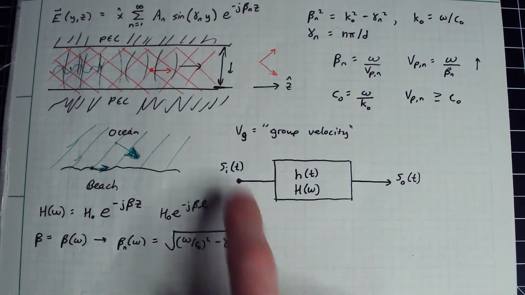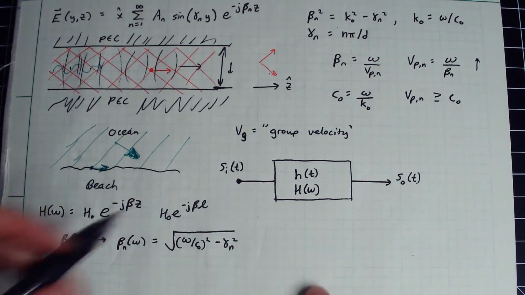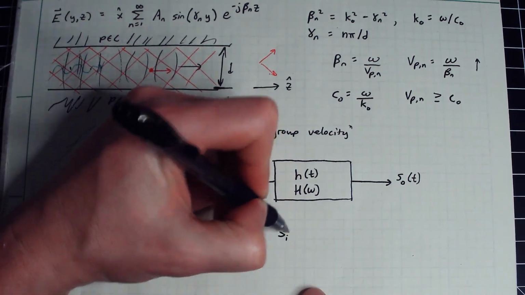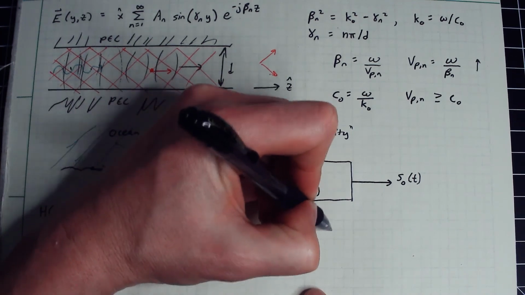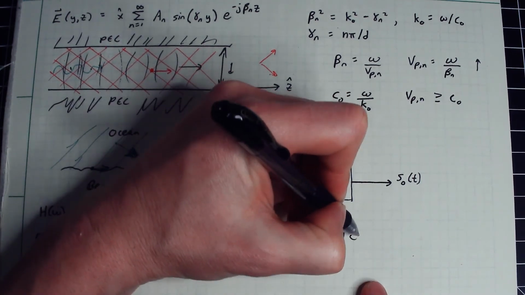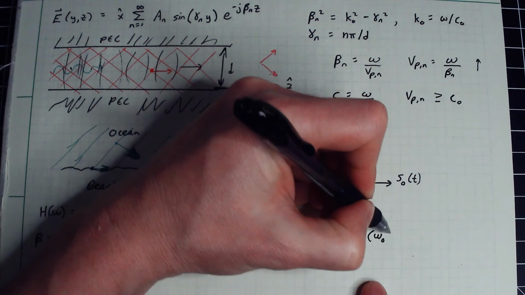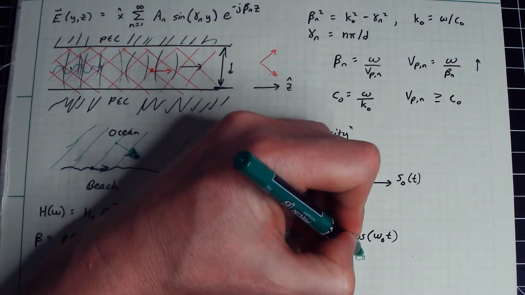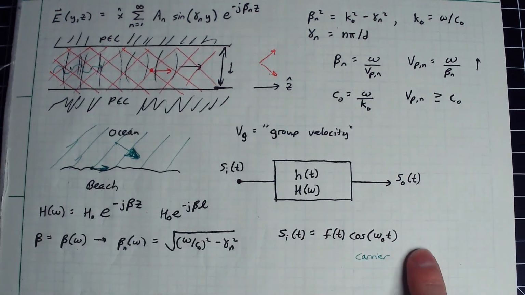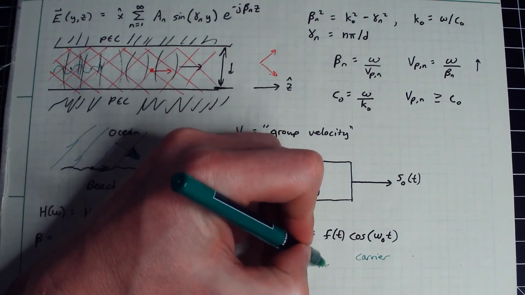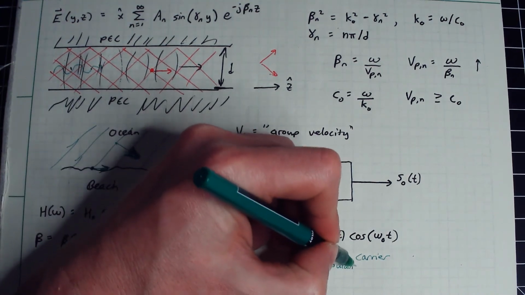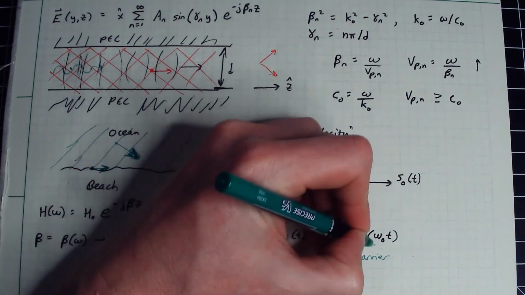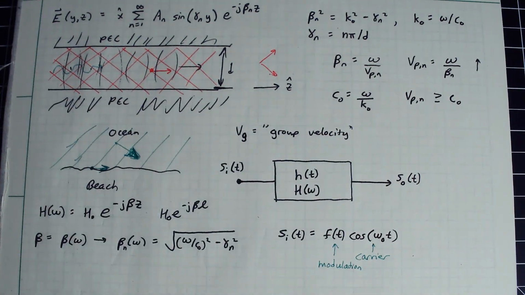Next, I'm going to assume a particular form for this signal. I'm going to assume something like this. S sub i of t is equal to f of t times cosine of omega naught t. Or I could say sine omega naught t. It doesn't really matter. But you notice I have a carrier wave here, and then a modulation function. So that's the modulation, and that's the carrier here. All right? So very simple.